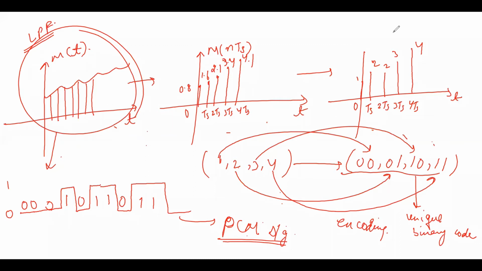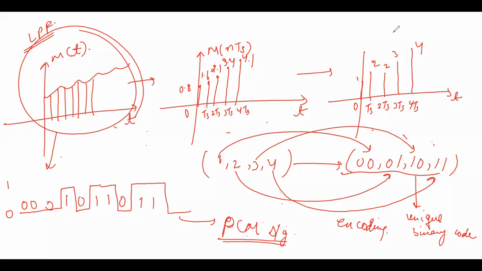Next, write down sampler. We have already discussed what a sampler is, so no need to write again. Write down about quantization, quantizer. So next is quantizer.